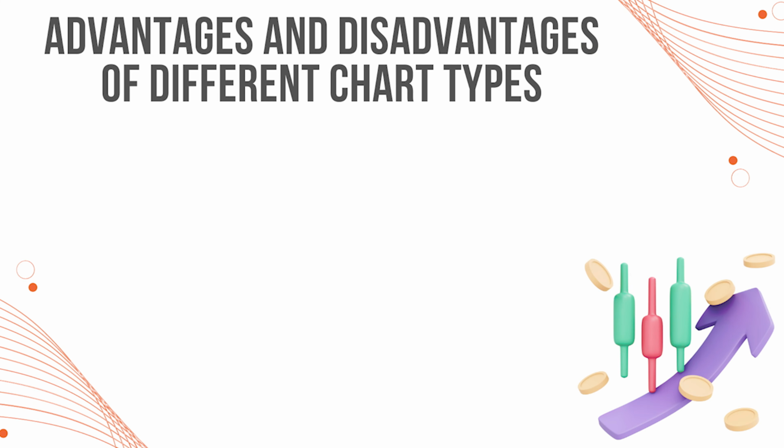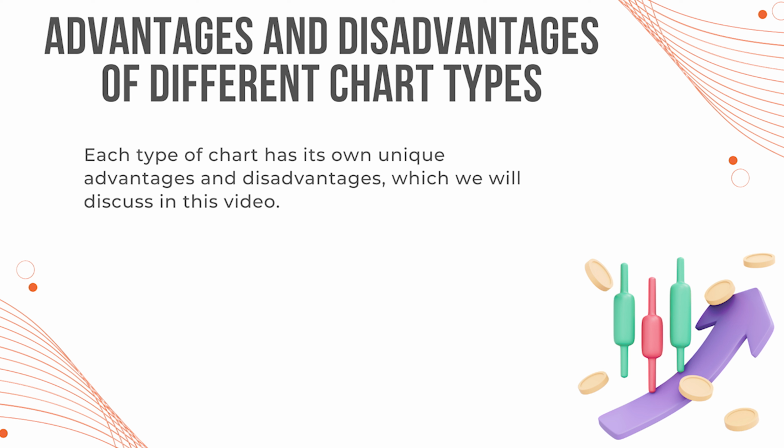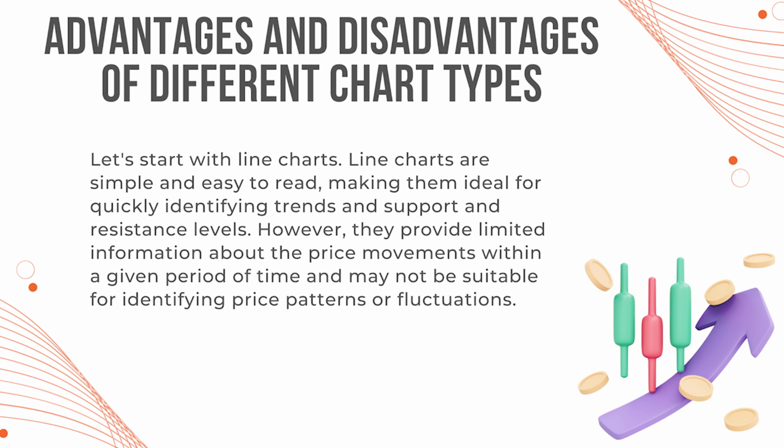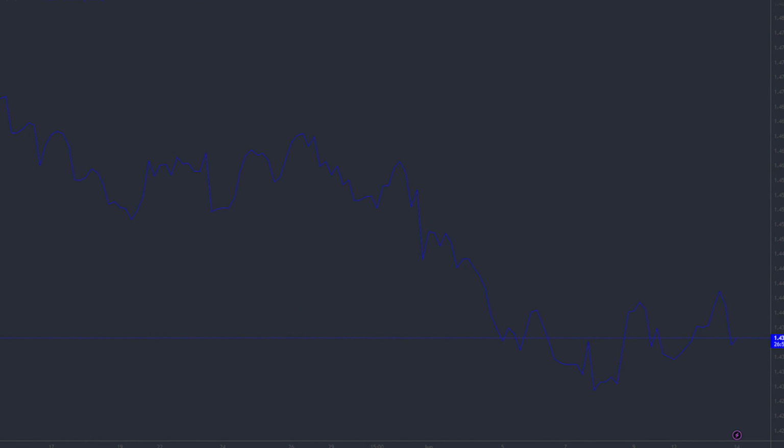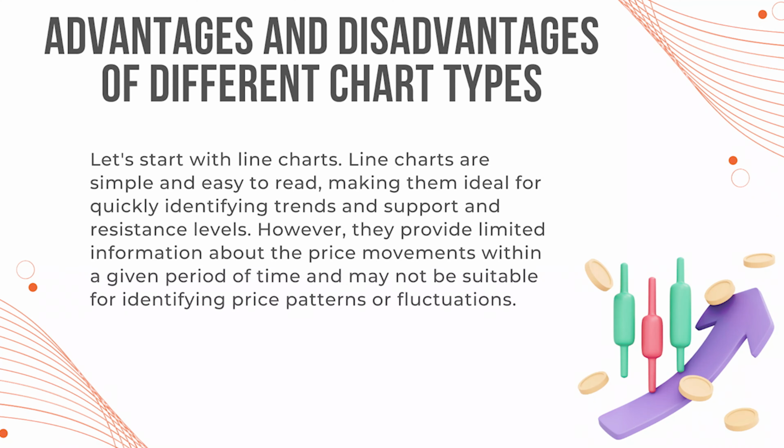decisions. And lastly, the advantages and disadvantages of different chart types. Each type of chart has its own unique advantages and disadvantages, which we will discuss in this chapter. Let's start with line charts. Line charts are simple and easy to read, making them ideal for quickly identifying trends and support and resistance levels. However, they provide limited information about the price movements within a given period of time and may not be suitable for identifying price patterns or fluctuations.